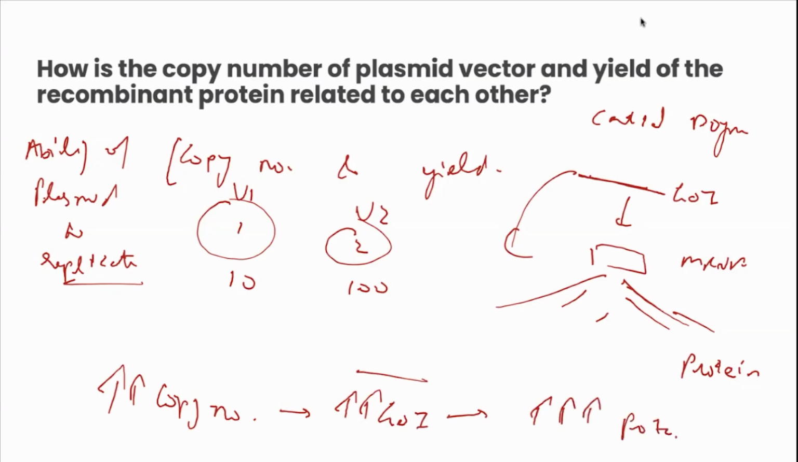So the relation here is basically that the copy number of the plasmid is directly related to the yield. The conclusion from this is that copy number is directly proportional to the yield of protein. The higher the copy number, the greater the copy number of the gene, and consequently, the greater will be the protein. So, this is the concept.